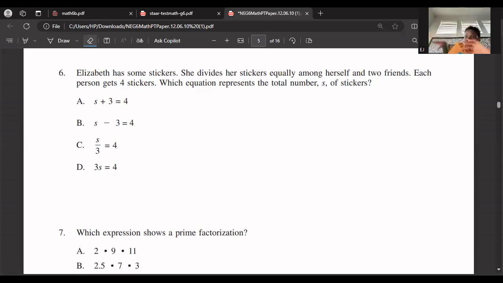Look at question number 6. Over to you. Elizabeth has some stickers. She divides her stickers equally among her. It's a total number S of stickers.